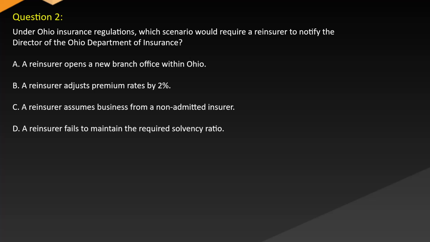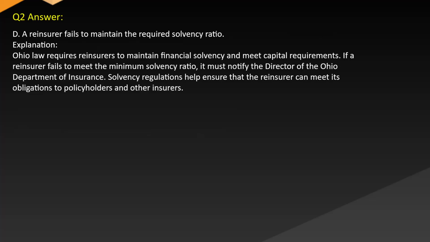Question 2. Under Ohio insurance regulations, which scenario would require a reinsurer to notify the director of the Ohio Department of Insurance? A. A reinsurer opens a new branch office within Ohio. B. A reinsurer adjusts premium rates by 2%. C. A reinsurer assumes business from a non-admitted insurer. D. A reinsurer fails to maintain the required solvency ratio. Answer: D. A reinsurer fails to maintain the required solvency ratio.